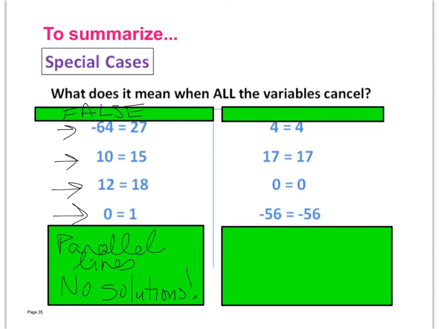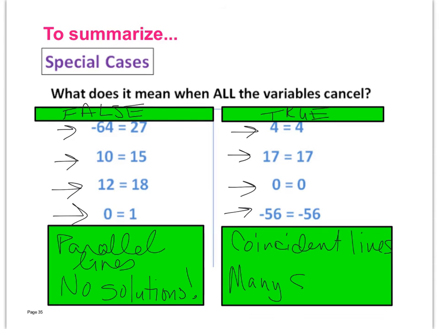This is just summing up what we did on the first page. Same thing here. If you get all the variables to cancel and you get just numbers like 4 equals 4, 17 equals 17, and they're always true, okay, you get something absolutely true. 4 does always equal 4. 0 always equals 0. Then we have coincident lines or overlapping lines. They're right on top of each other. They always intersect, so there's infinitely many solutions. I do believe that GMM only says many solutions.